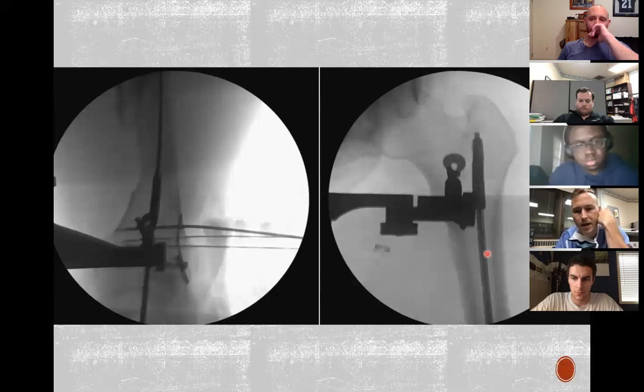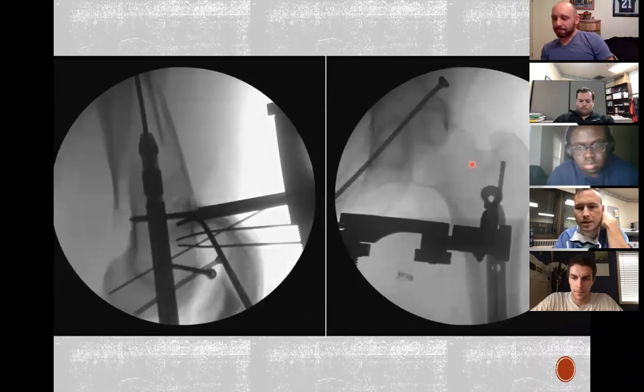So we passed our guide wire, we got up to the place where we wanted it to stop. We passed sequential reamers in much the same fashion as Jeremy discussed. And then we passed our nail.